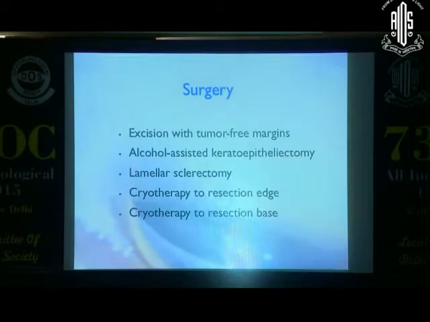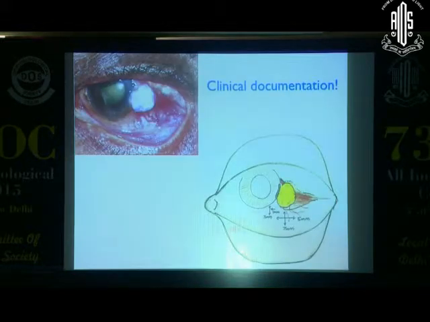Now, surgery is definitely the mainstay of treatment, which I'm not going to go into. One thing that I want to stress at this point of time is the surgical documentation. When we talk about surgery, we always say that we want a margin of 4 millimeters. How do you assess that? You actually do it clinically under the microscope.